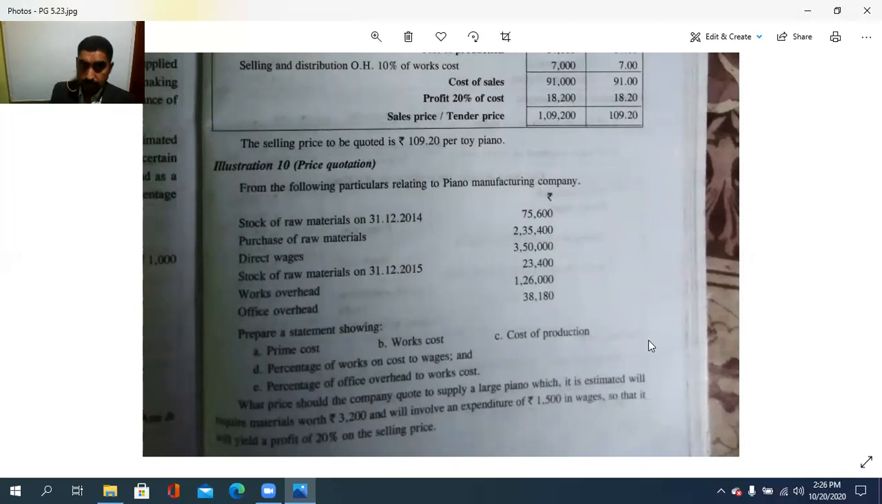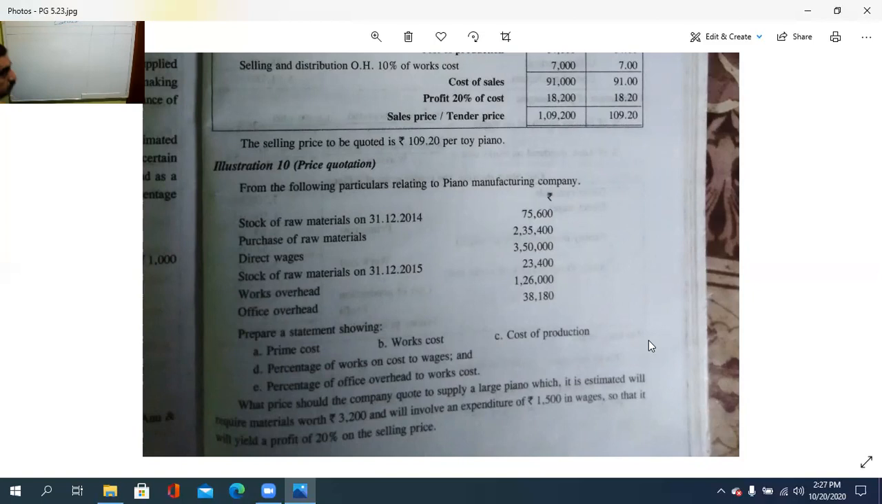Then what price should the company quote to supply a large piano which it is estimated will require materials worth 3,200 and will involve an expenditure of 1,500 in wages, so that it will yield a profit of 20% on selling price. Selling price is 20% and cost price is 80%. Other calculation. Okay, so we will do firstly what? The cost sheet. Cost sheet or quotation. Firstly, we need to calculate that.